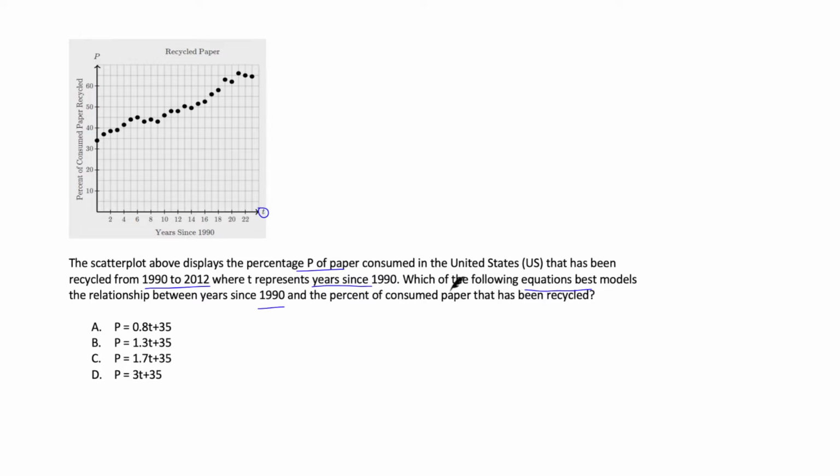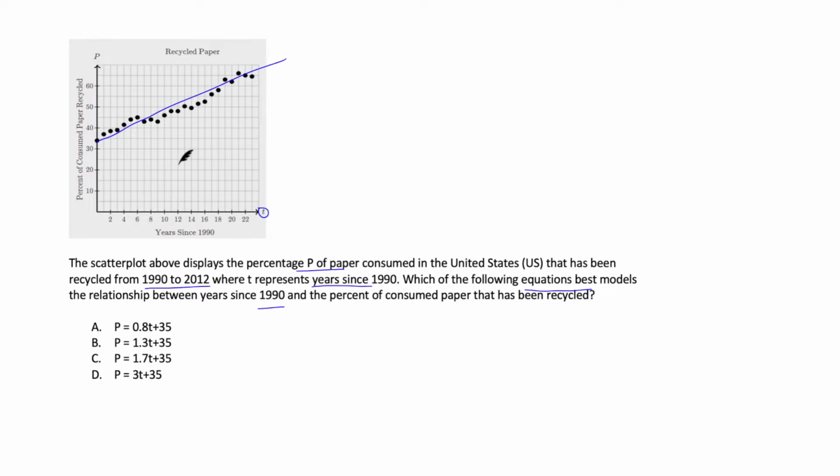On the x-axis we have the years since 1990 and on the y-axis we have percent of consumed paper recycled. Now you can see we are basically looking at a straight line. Draw a straight line like this. It's not a nice line, let me redraw it. So a straight line like this.